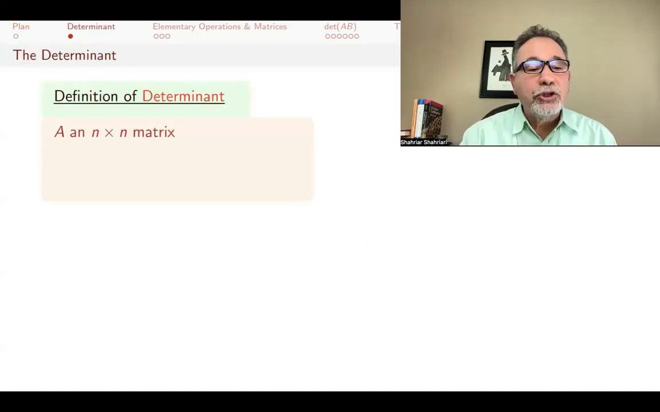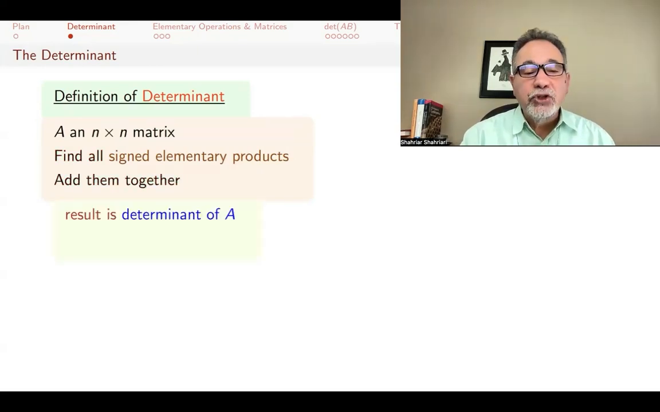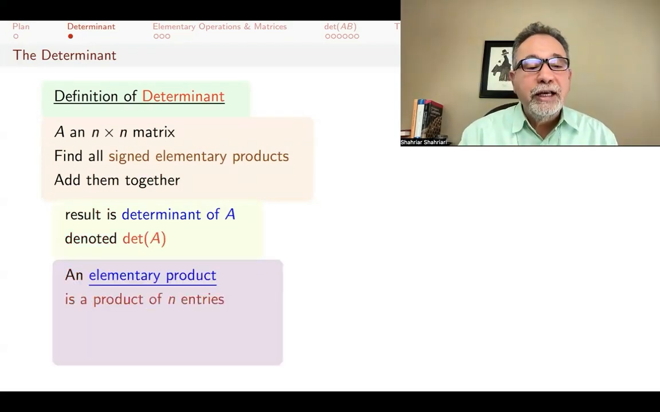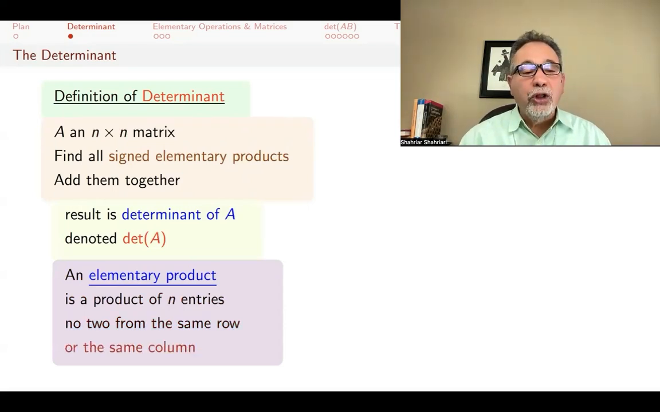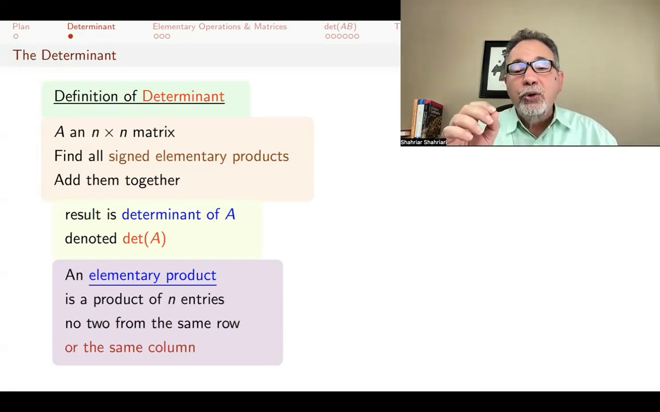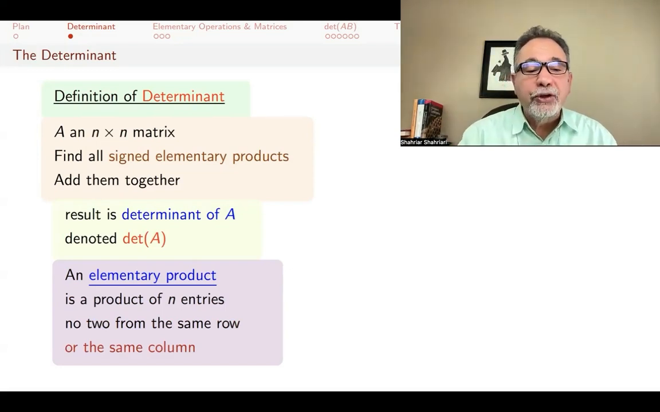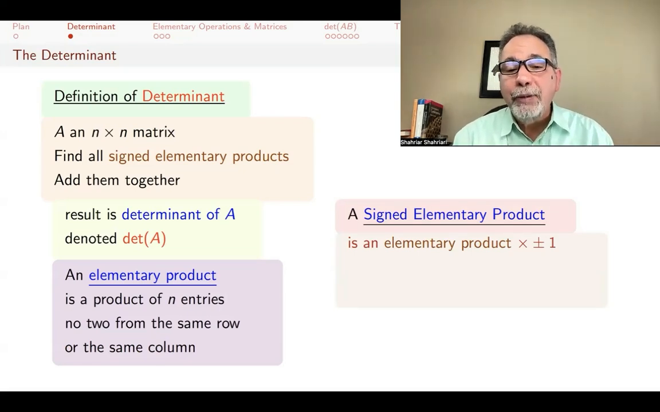What's the definition of determinant? If an n by n matrix walks through the door and you want to find its determinant, the way I define it, there's other ways to define it, is to find all signed elementary products and add them together. The result is a number, and that's called the determinant of A, and we denote it by det A. An elementary product is a product of n entries, no two from the same row or the same column. So in your n by n matrix, you pick one element from each row and column and multiply them together. A signed elementary product is an elementary product when you sometimes multiply it by -1.